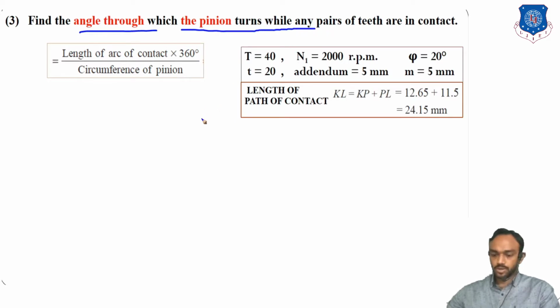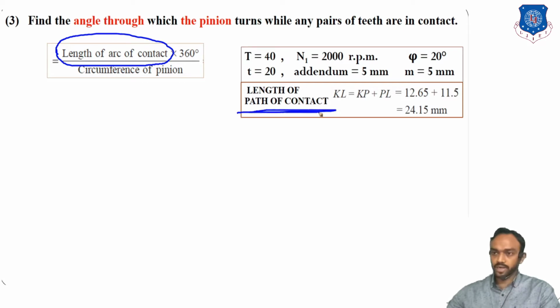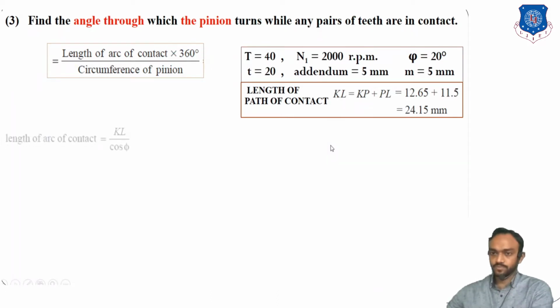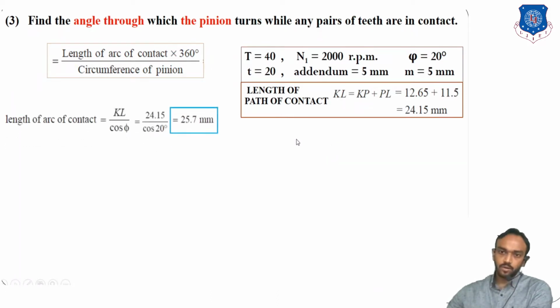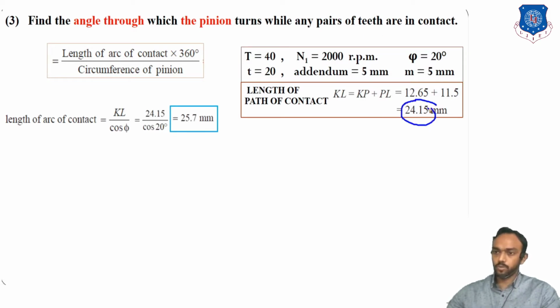Okay, so let's start. First of all, we find the length of arc of contact. How can you find the length of arc of contact? It is equal to length of path of contact divided by cos phi. So KL by cos phi, you have already found the KL. KL is equal to 24.15 by cos phi, meaning cos 20, and the arc will be 25.7.